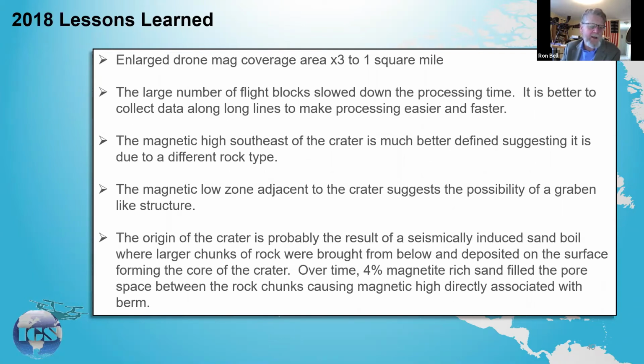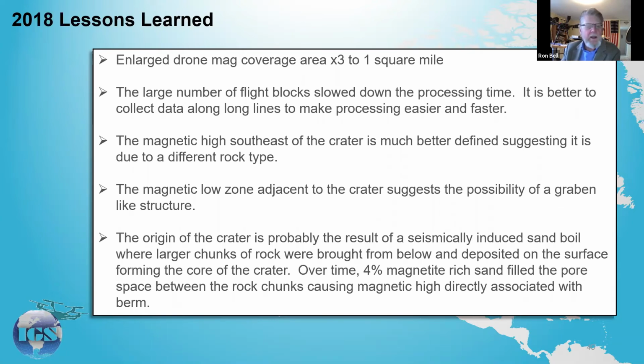And the magnetic high in the southeast of the crater is much better defined, suggesting that it is due to a different rock type. Since then I've learned that it's actually Cretaceous, and it's been brought up from below. Don't know the mechanism or why it's even there, but at least it's mapped as a different rock type. The magnetic low zone adjacent to the crater suggests a possibility of a graben type structure or a down drop block. This is our current interpretation.